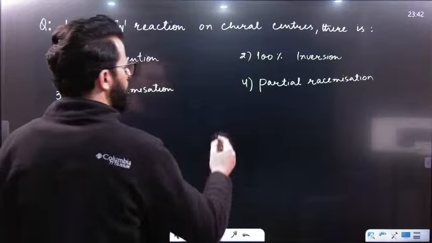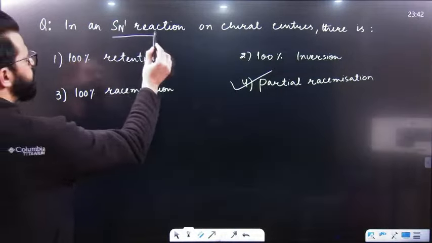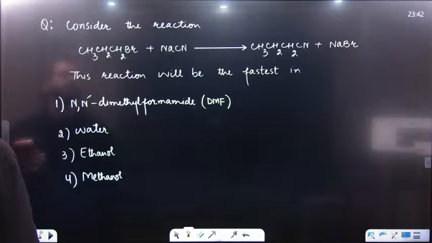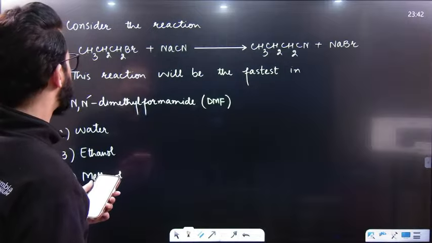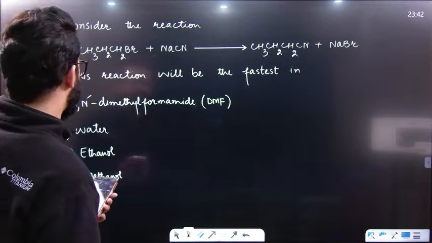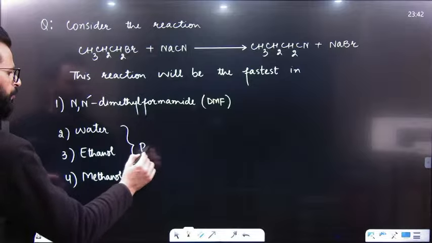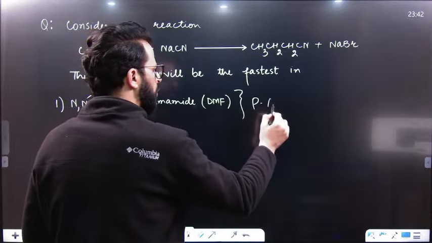Exactly. 4 is the right answer, because during SN1 it is partial racemization. After this, consider the reaction, and this reaction will be fastest in which solvent. These are basically the solvents. These three are polar protic solvents. This is a polar aprotic solvent.